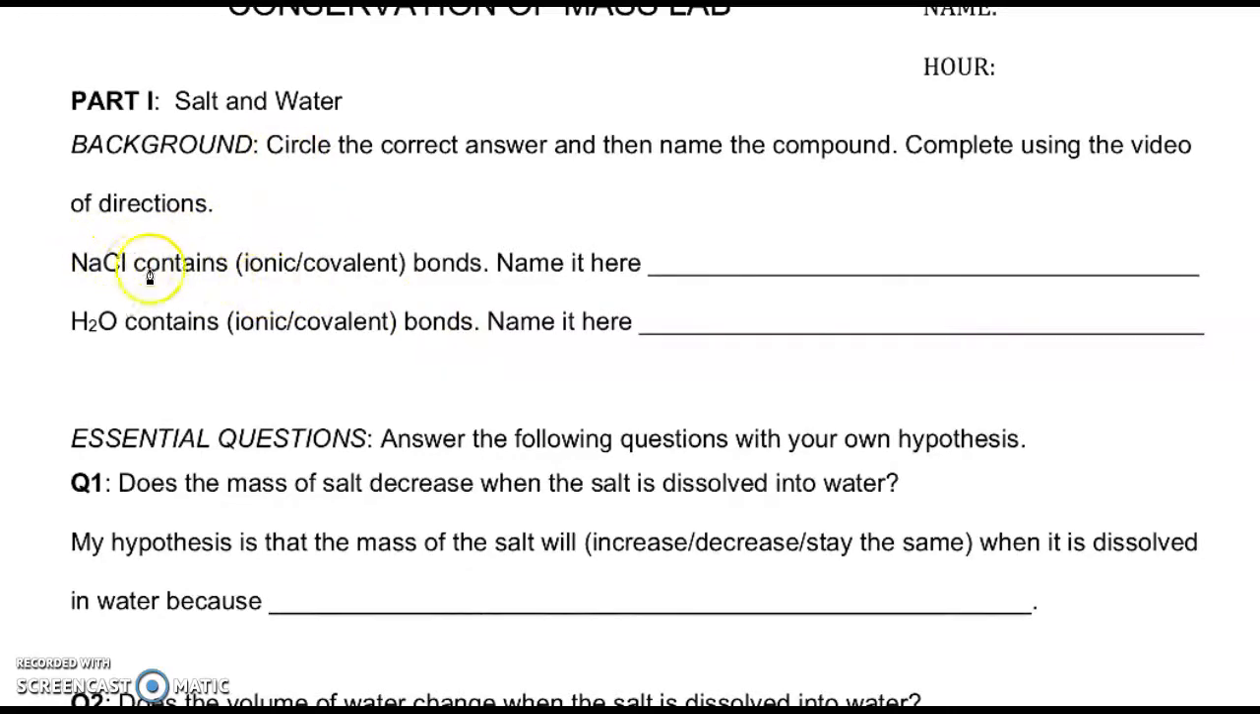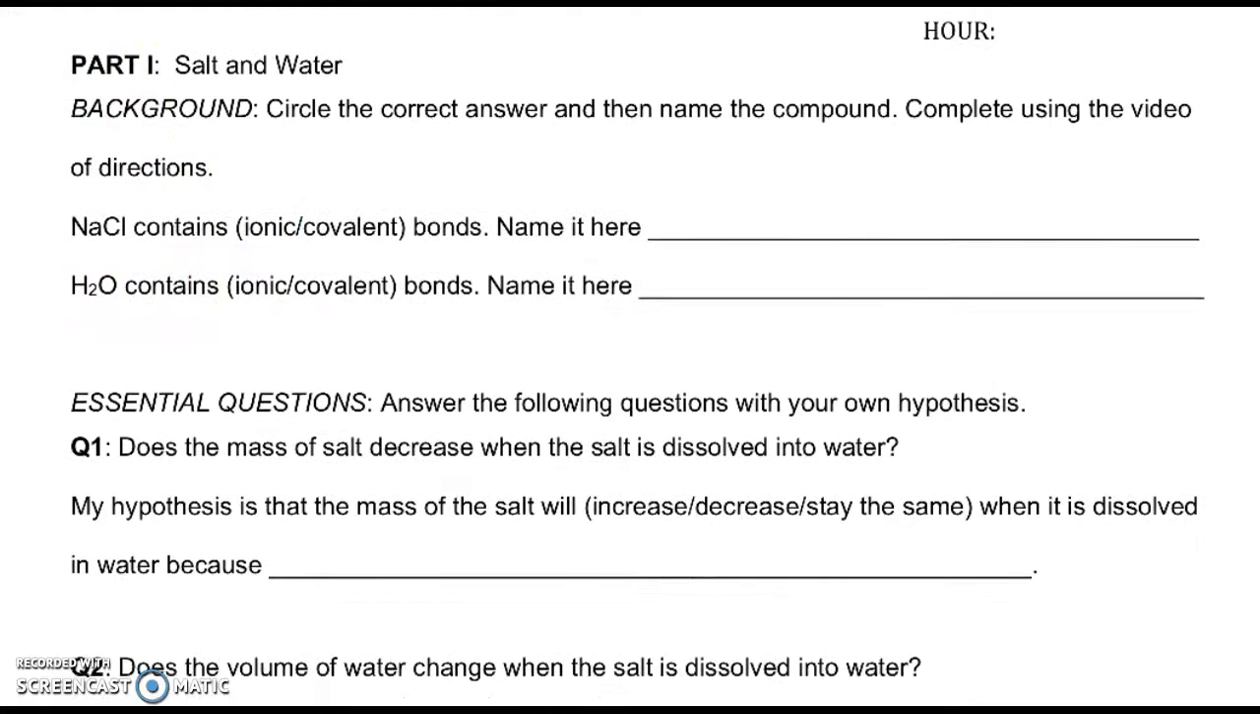NaCl is a metal and a nonmetal. That's called an ionic compound. And H2O is what? Two nonmetals. I'm just going to underline it, that's easier. Since it's two nonmetals, it's covalent bonds.